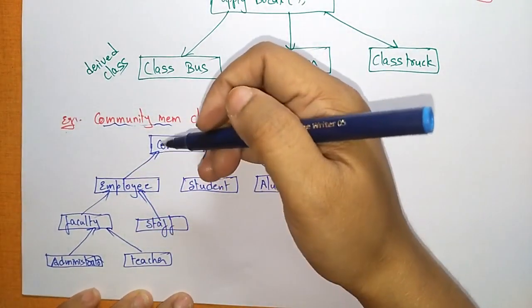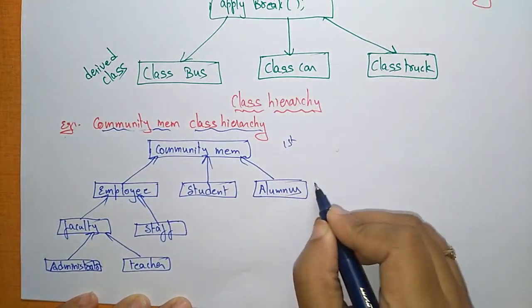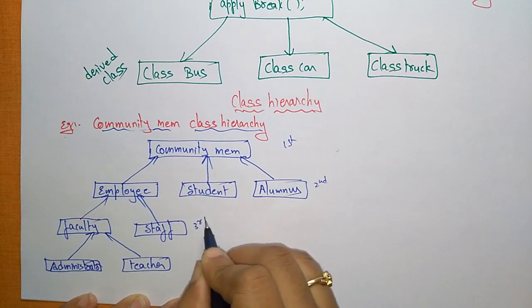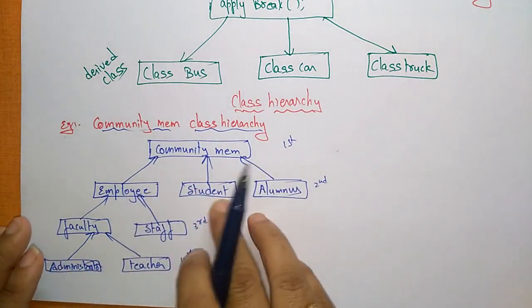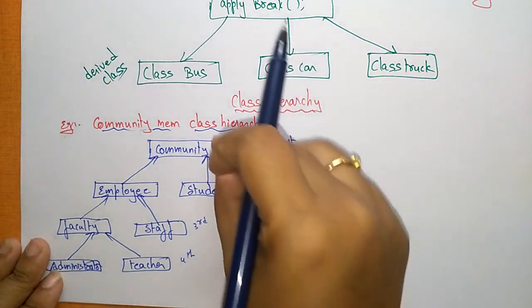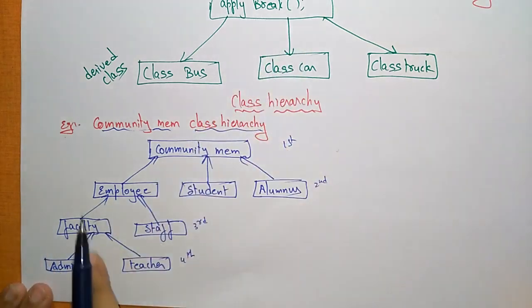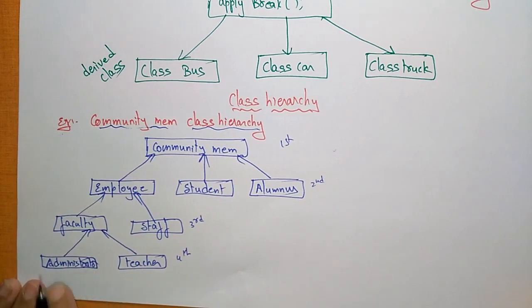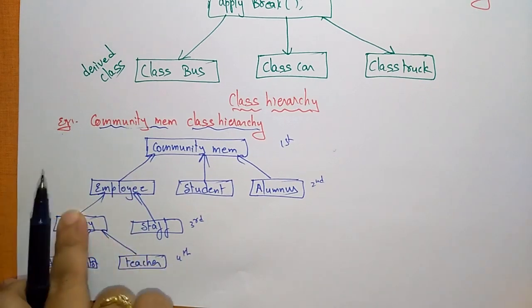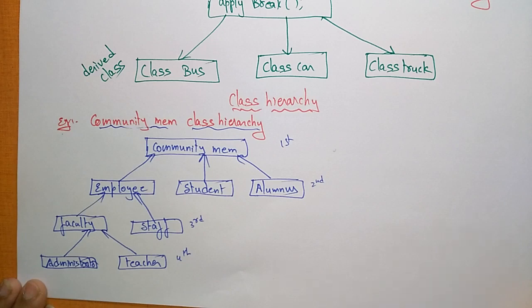This is the first hierarchy, and this is the second hierarchy, third, fourth, like that. It means it is inheriting the properties. Here the employee, student, alumnus inherit the properties of community member, whereas faculty, staff inherit the properties of the employee, and here the administrator, teacher inherit the properties of the faculty. So this is one type of class hierarchy.